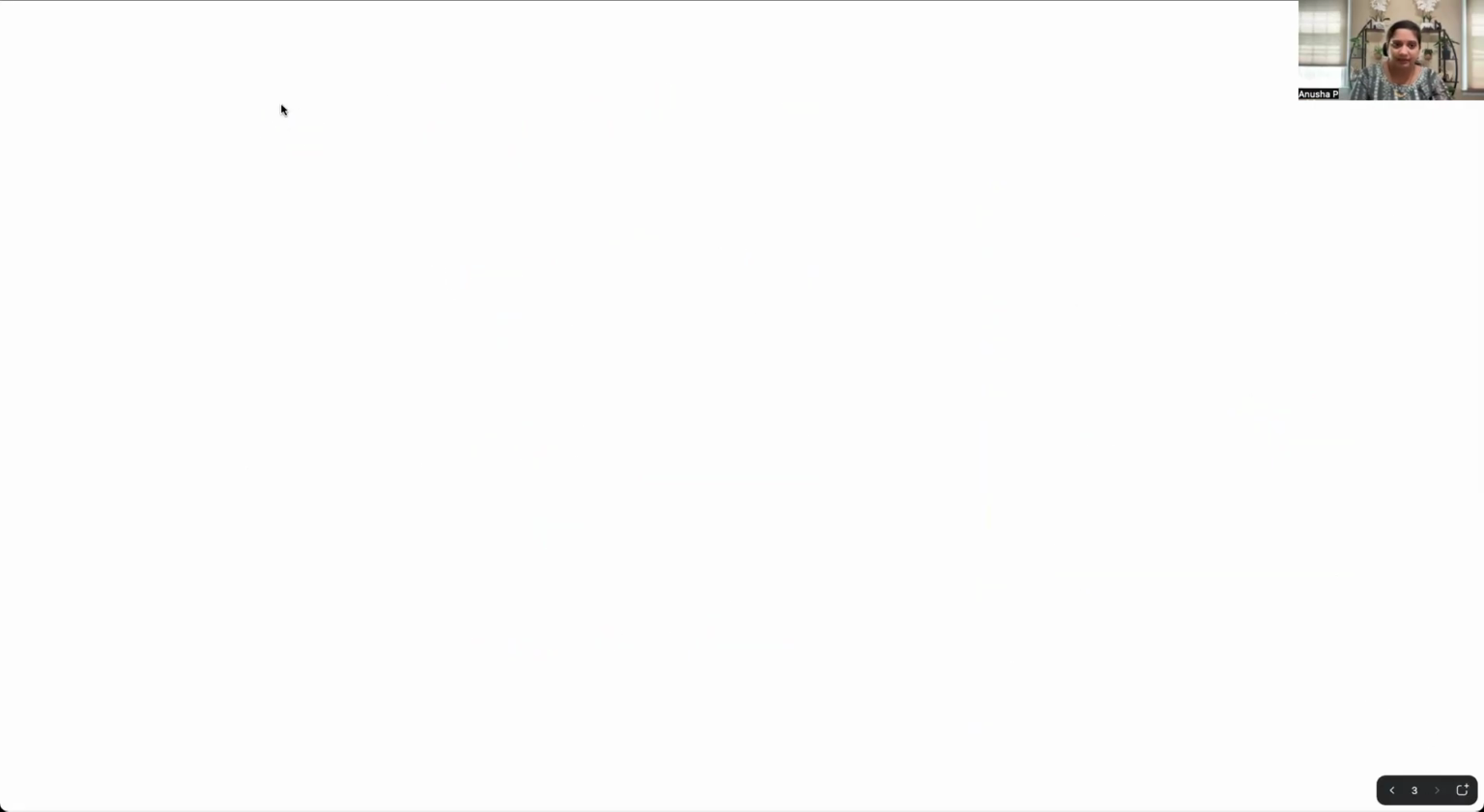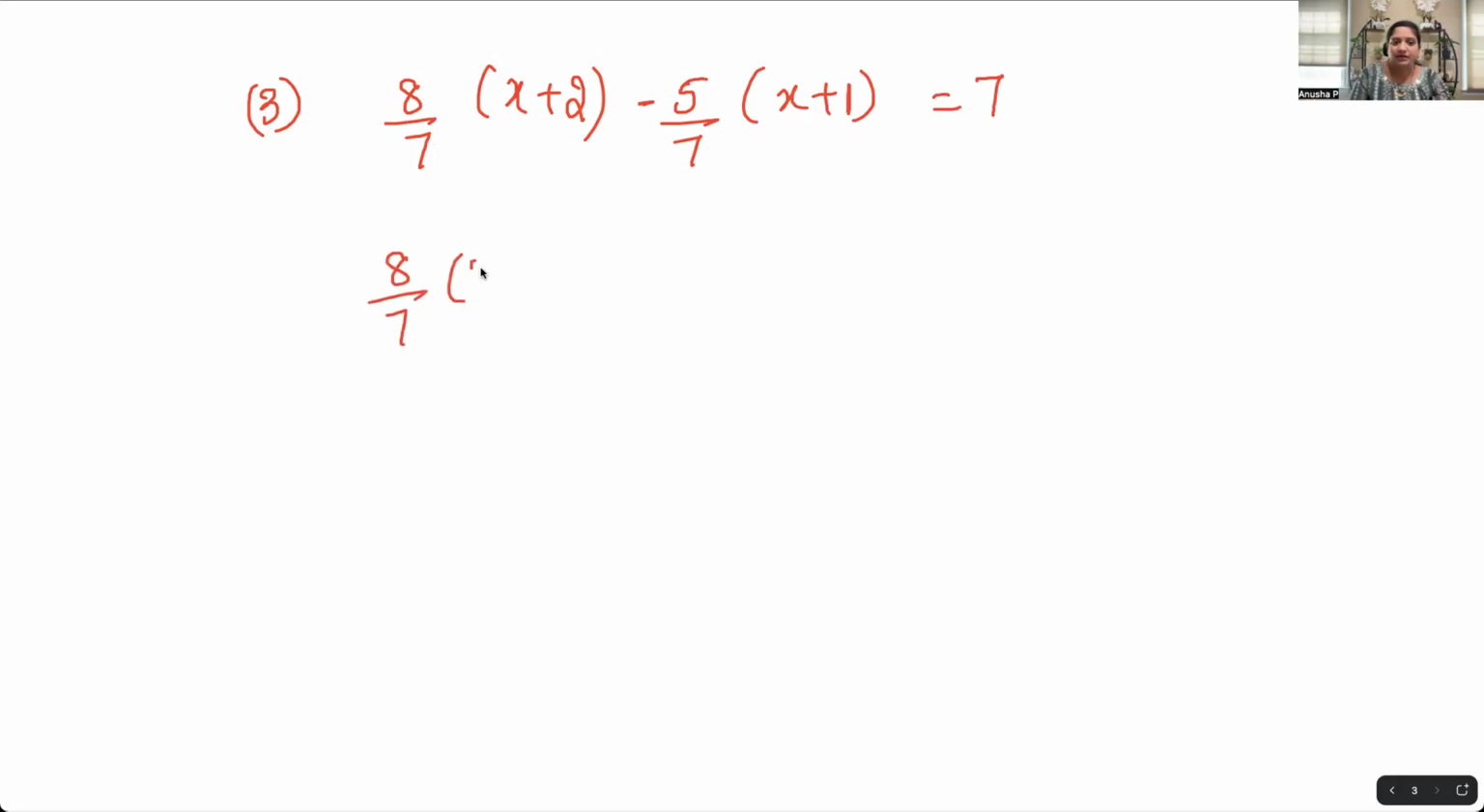The third example: 8 by 7 into x plus 2 minus 5 by 7 into x plus 1 is equal to 7. We are trying to avoid the denominators. For that, the common denominator is 7. Multiply by 7 on both the sides.